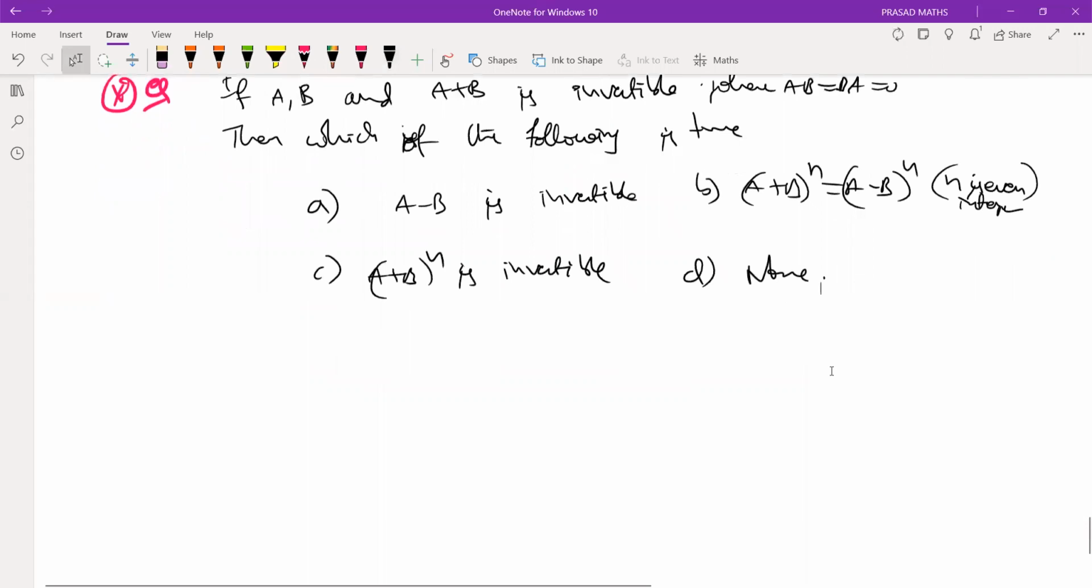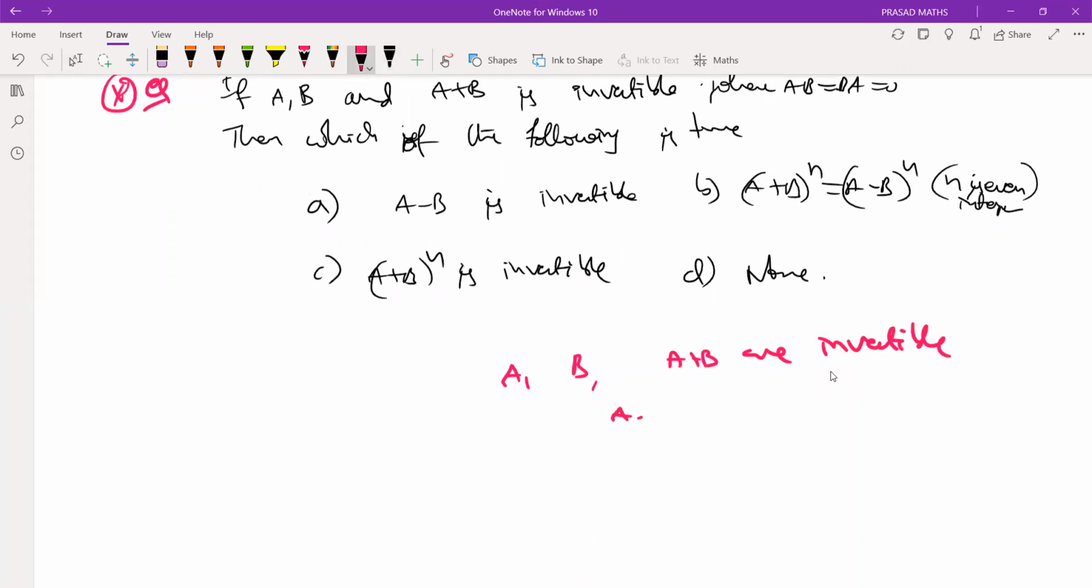First, what you are given, you need to focus on it. A, B, A plus B are invertible. Not only are they invertible, A and B are commutative, in fact AB and BA are zero. Once your matrices are commutative, the binomial theorem is applicable. I told you, right? So first look at the first option, A minus B, is it invertible or not? You're given A plus B is invertible, therefore what is (A plus B) whole square?